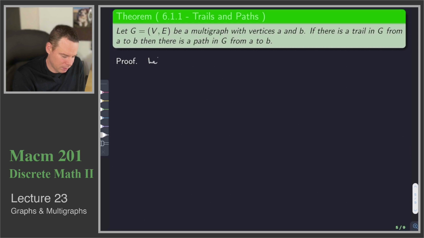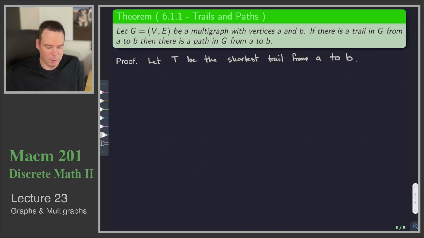So what we'll do is, we know that a trail exists from A to B, so we'll let T be the shortest trail from A to B. Okay, we know such a trail exists. It's given in the statement of the theorem. We want to show a path exists. So we will pick, of all the trails from A to B, the shortest one. There could be multiple shortest ones. They could all have the same length, but the idea is we pick the shortest one that has the least number of edges in it.